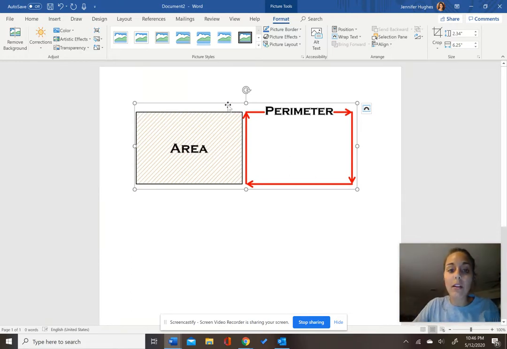So in area, if this side is 6 and this side is 5, I'm going to multiply. 6 times 5 is 30. But in perimeter, I will still use my 6 and my 5, but instead of multiplying them, I will add a 6 plus a 5 plus a 6 plus a 5. I know this bottom is 6 because the top is 6, and I know this is 5 because it matches this side. So they're like twins. Whatever one side is, the opposite side is, because they're parallel.